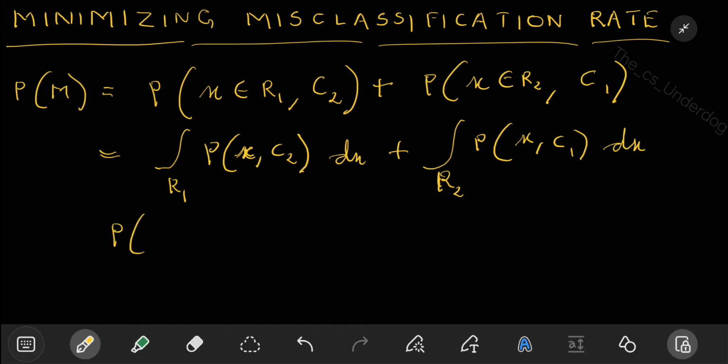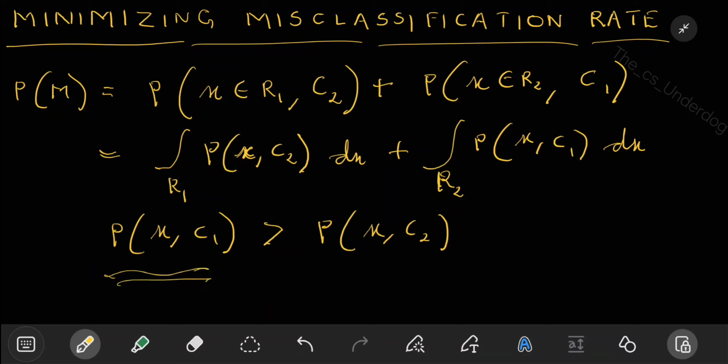When p of x, C1, let's say, is greater than p of x, C2. Now you know that the value p of x and C1 together, that is the chance of this x being put into C1, is greater when compared to x, C2. In this case, what should you do? You should assign into C1, because then you have lesser chances of causing a problem, right? So in this case, what do you want to do? If p of x, C1 is greater than p of x, C2, then you will assign it into C1 class.